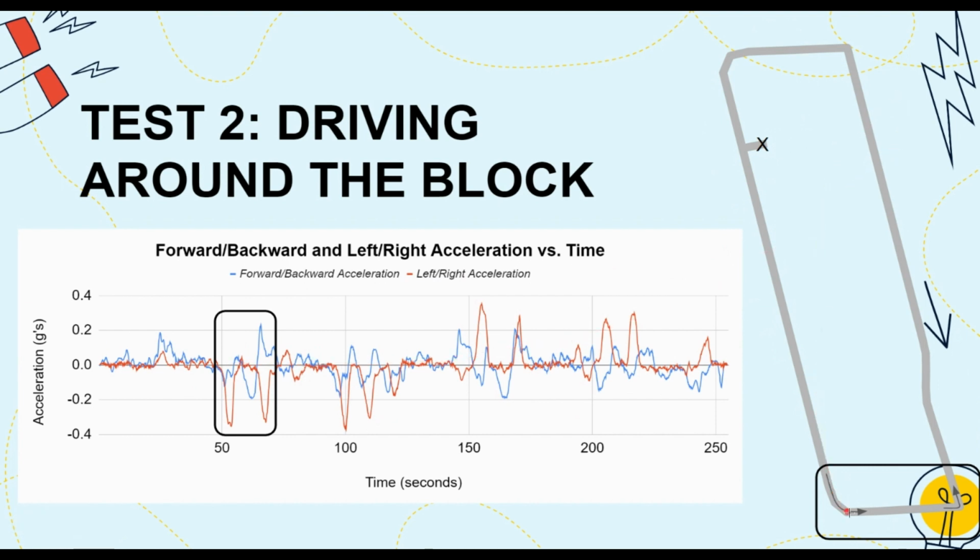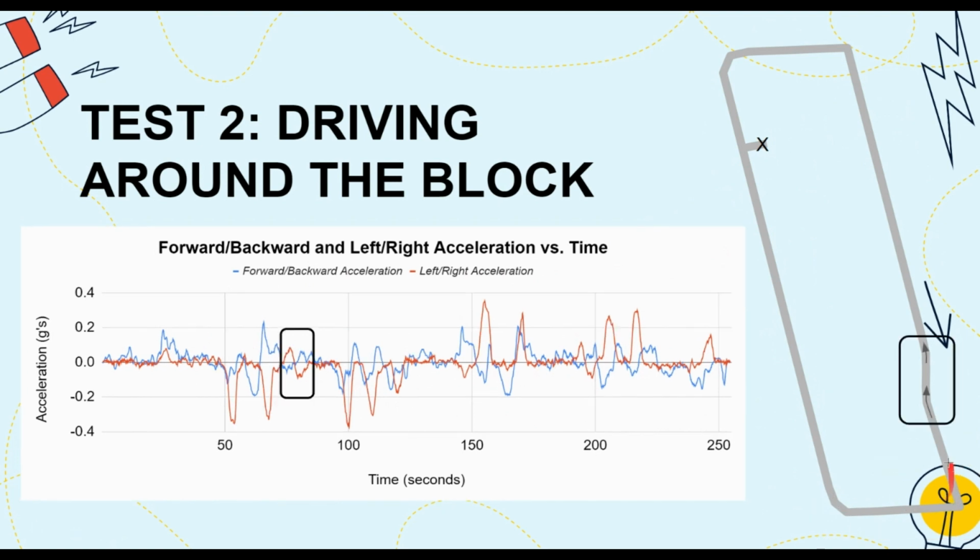Next, when we got to the end of the block, you can see that we made a left turn to go here, and then another left turn to go around the block this way. Over here on the graph, this corresponds to the turns made over here. As you can see, the red, which represents the left and right acceleration, is peaking definitely down here towards the bottom and is going negative. This means that the accelerometer was picking up a left turn instead of a right turn, which would have been positive. We can also see with the blue line that this is also going down too and becoming negative, which means that the car is decelerating when it gets to a corner so that we can make the turn.